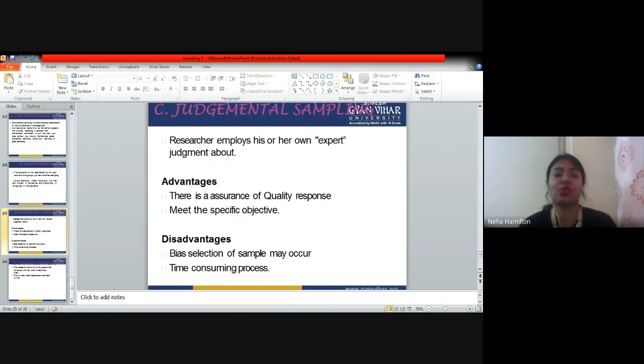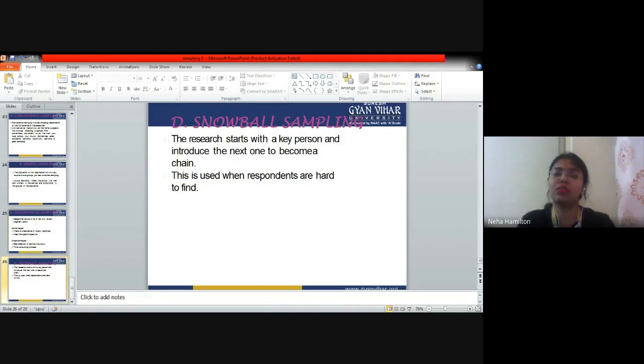Now, what are the advantages? There is an assurance of quality response and it meets the specific objectives. Disadvantages means biased selection of sample may occur, or it may be a time consuming process. So it is a time consuming process definitely, right? And biased selection can occur. That means if a researcher is comfortable with a particular set of respondents, bias can occur and he cannot take the sample from the population on an equal basis.